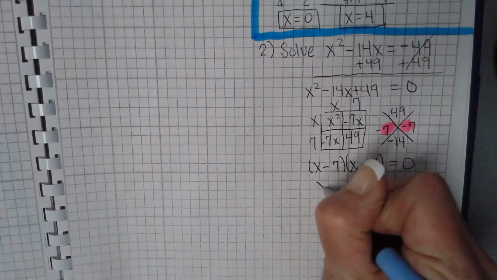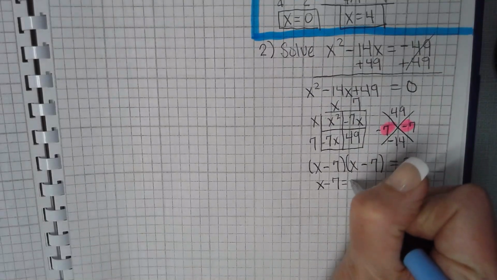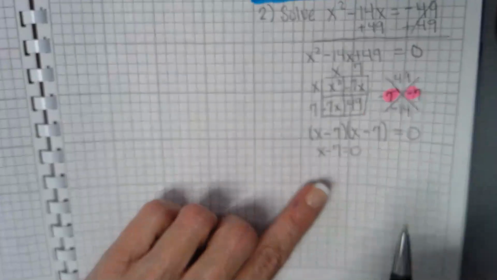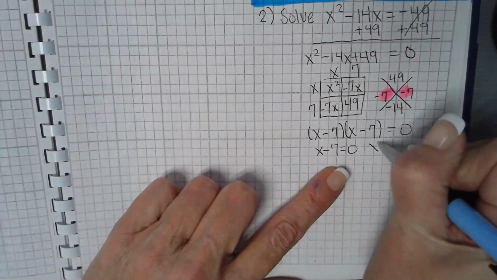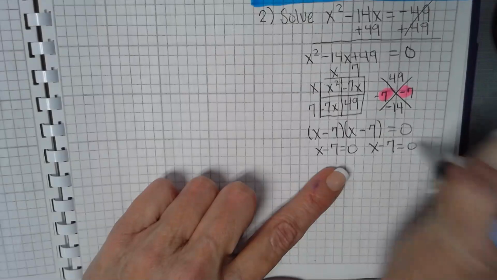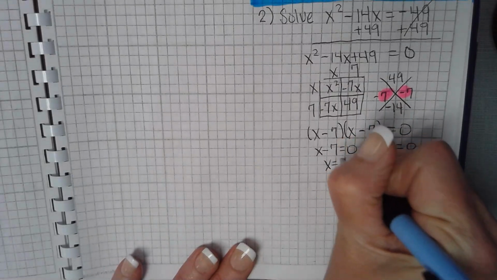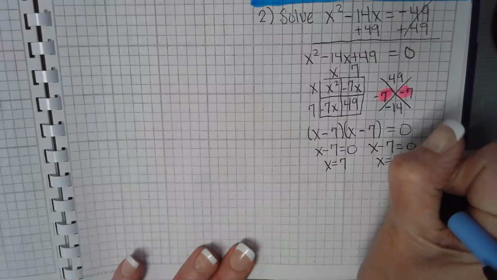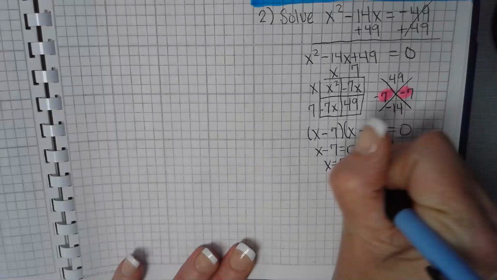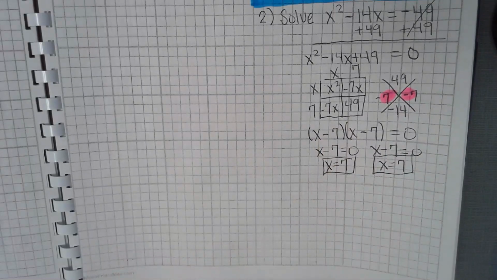So one of my factors is x minus 7. I set that equal to 0. And you guys are probably going, wait a minute. It's the same thing. It is. My other factor is x minus 7, and I'm going to set it equal to 0. One step to solve these. We're going to add 7 to both sides. Y'all, I'm going to skip that step. Basically, we're going to get an answer of 7. Y'all, that is one answer. It is one answer. 7. It's called a double root.